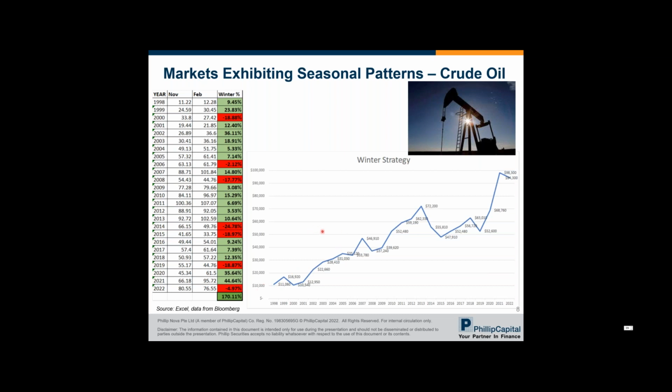The right side of the slide shows the equity curve of this seasonal pattern from 1998 to the year 2023, trading crude oil during the winter periods.